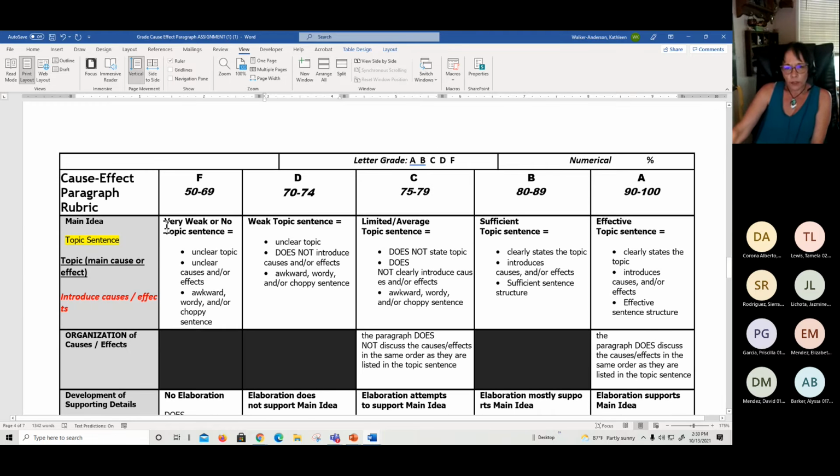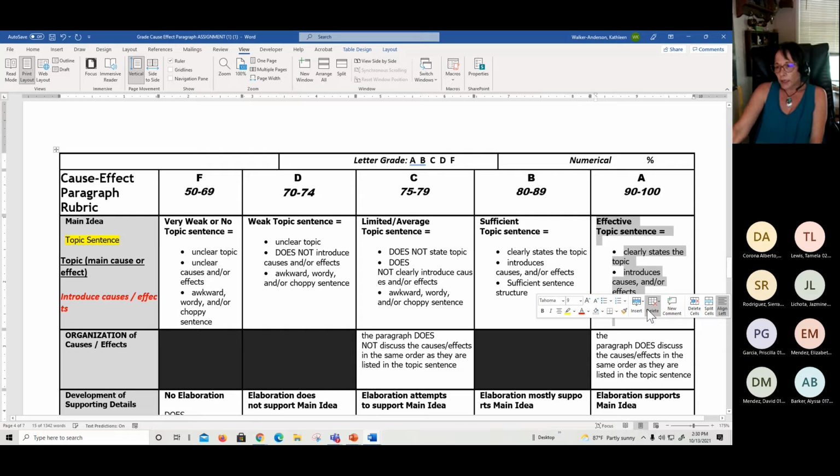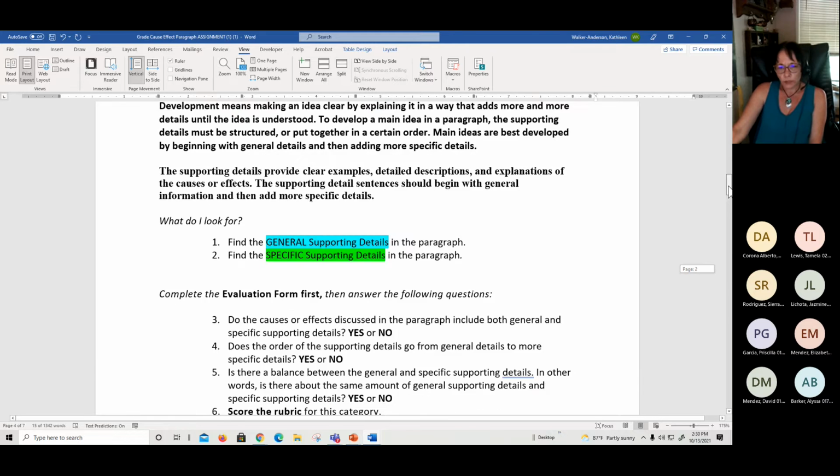And we have, is it very weak? No. I'm going to go ahead and give it an A because it clearly states the topic, introduces causes or effects, and it has good sentence structure. And I'm just going to color them in red. You can make it whatever color you want, though. All right, so now to the next section.